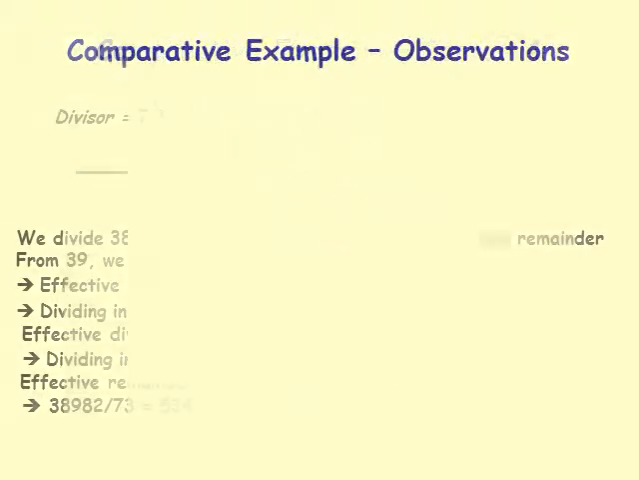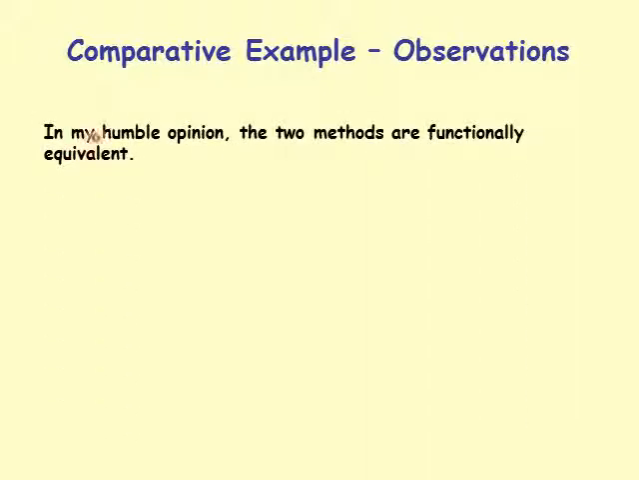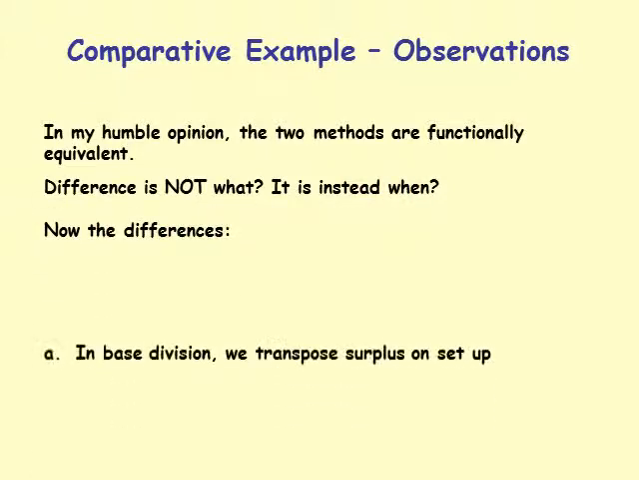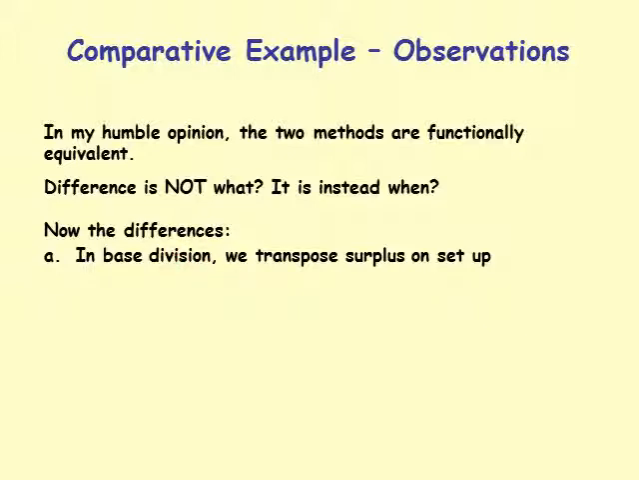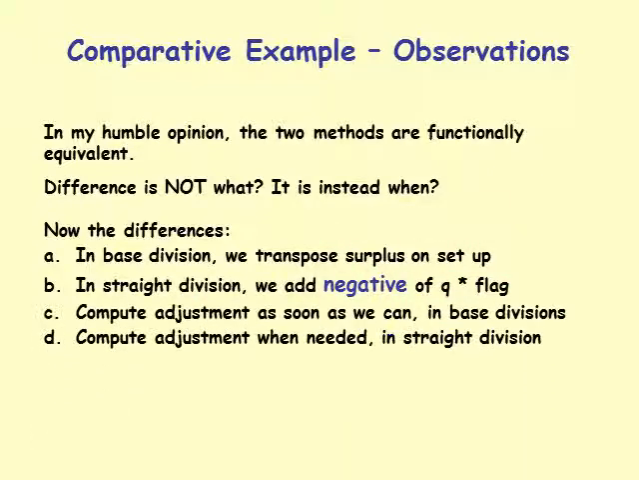Let's do some observations here now. In my humble opinion, the two methods are functionally equivalent. The differences are: in base division we transpose the surplus on setup, so we computed the transpose of the surplus when we set up the problem. In straight division we add the negative of Q times flag, and the two end up being equivalent.